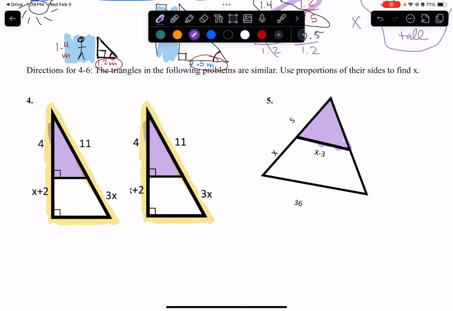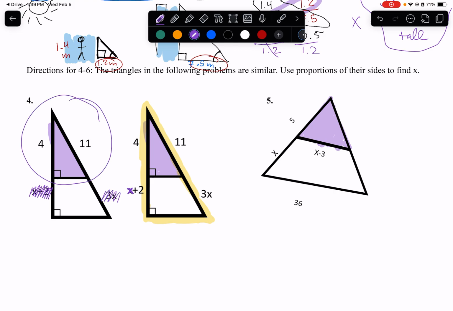So there's my x. Now I'm going to erase this and pretend that this doesn't exist anymore, because I'm just focused on this triangle up here. Now focused on the yellow triangle, I need to know how long this whole side is. Because this first chunk is 11 and the second chunk is 3x, I'm going to make that whole side 3x plus 11.